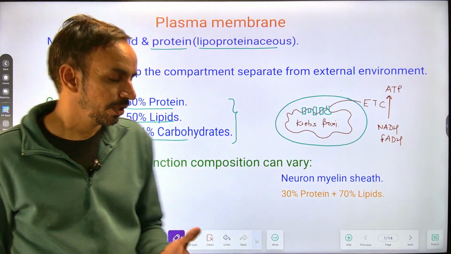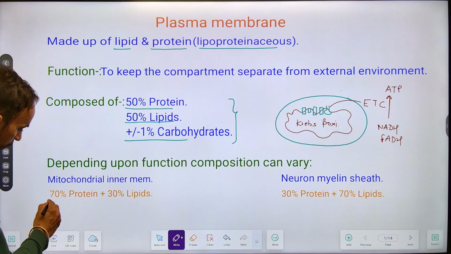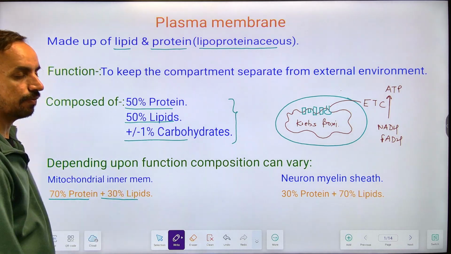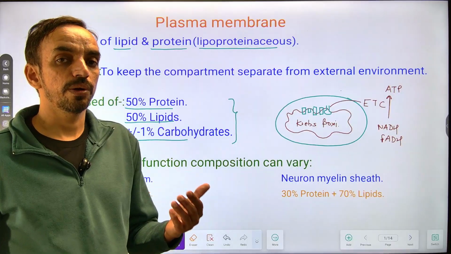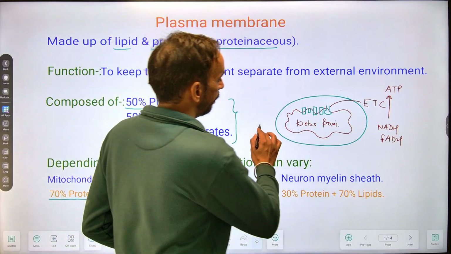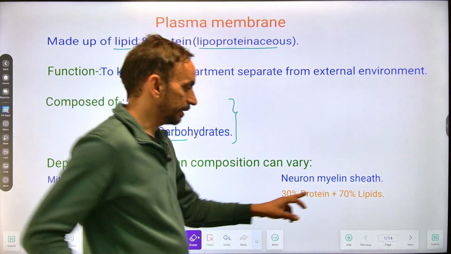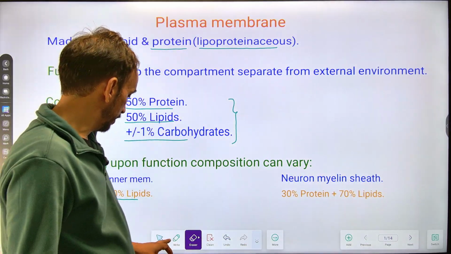So if we talk about the composition of the inner mitochondrial membrane, it is made up of 70% protein and 30% lipids due to the requirement of a larger amount of proteins. Similarly, let us take another example, that is the neuron myelin sheath.